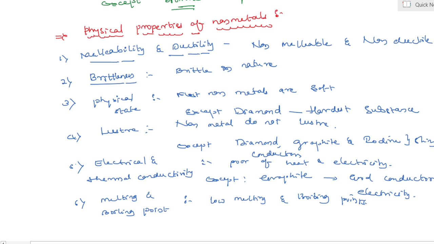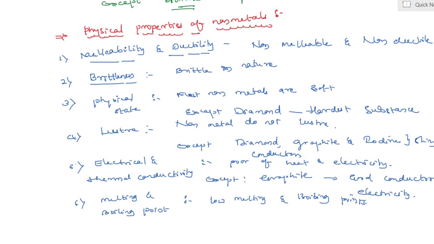Let us see one by one. Physical properties of non-metals. First physical property is malleability and ductility. Non-metals are non-malleable and non-ductile because they cannot be beaten into thin sheets and drawn into wires. Second, brittleness: non-metals are brittle in nature. For instance, sulfur is a brittle solid; if hammered, it breaks into pieces. Third, physical state. Most non-metals are soft, with exceptions: diamond is the hardest substance and an allotropic form of carbon. Fourth, luster. Non-metals do not have luster, meaning no shining surface, except diamond, graphite and iodine. These three have a shining surface.